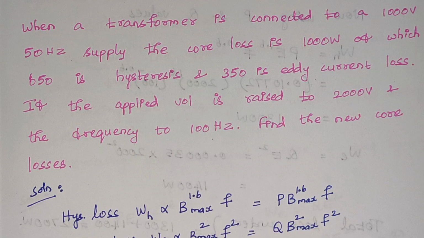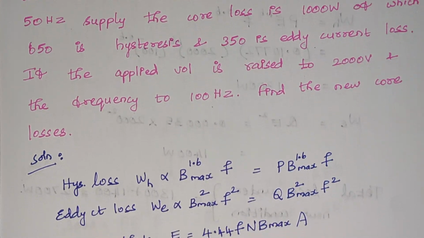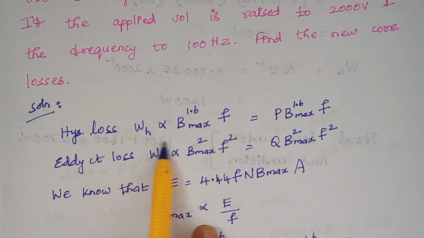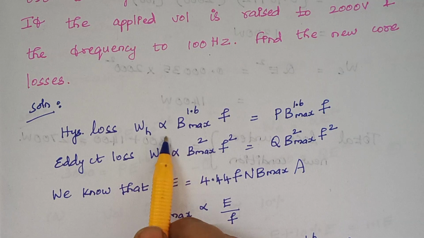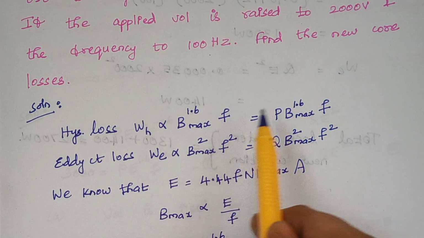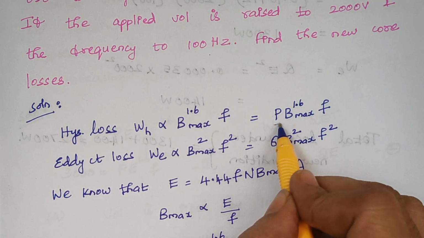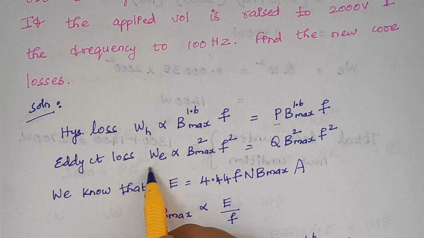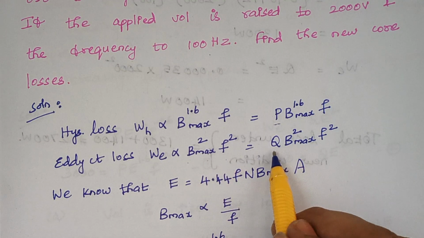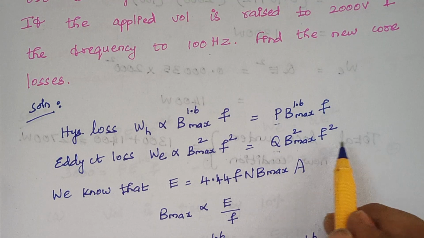Again, core loss is nothing but hysteresis loss plus eddy current loss. Here you see hysteresis loss, again it is given by this formula, right? It is directly proportional to B max to the power 1.6 into F. Again a proportionality constant P is introduced. And eddy current loss is directly proportional to B max square F square. Here Q is the proportionality constant, right? Q, B max square, F square.